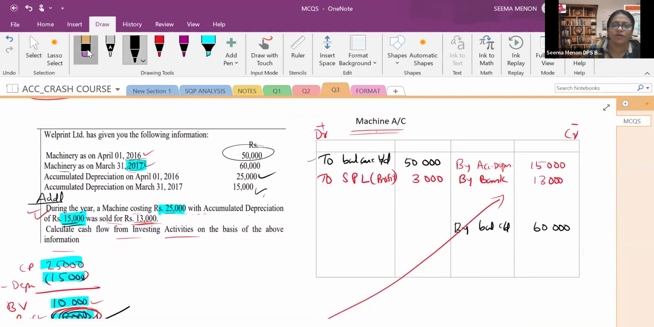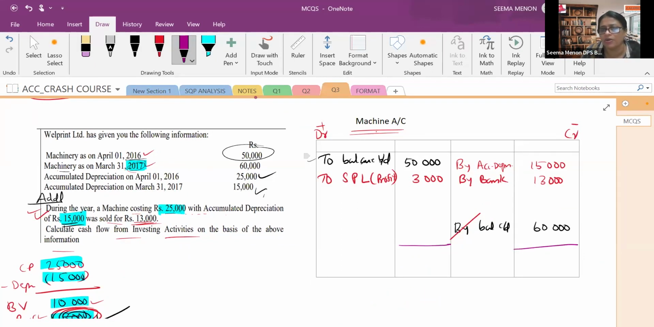Now what will we do? We have to balance the machine account. Let's see how to balance. Here we will write total. Again total. So the total is 78,000 and 88,000. Here also it is 88,000. And the difference is 53,000 and 88,000. How much will it become? 3 plus 5, 8, 5 plus 3.